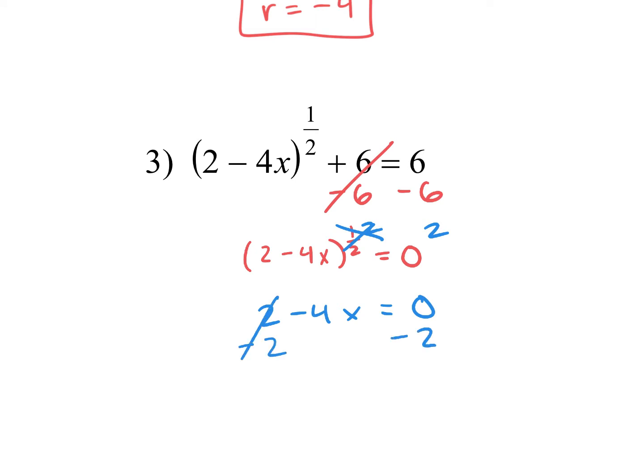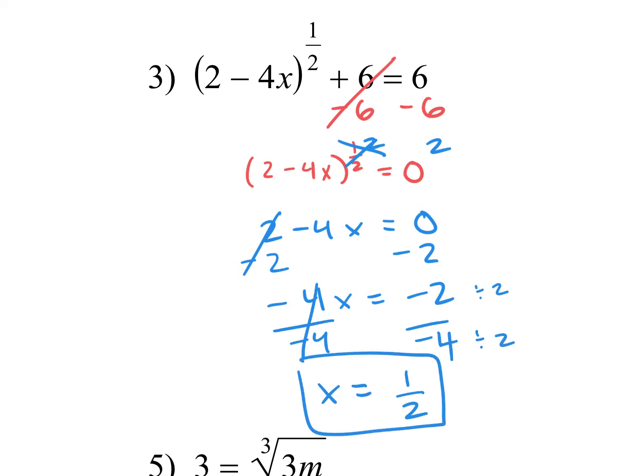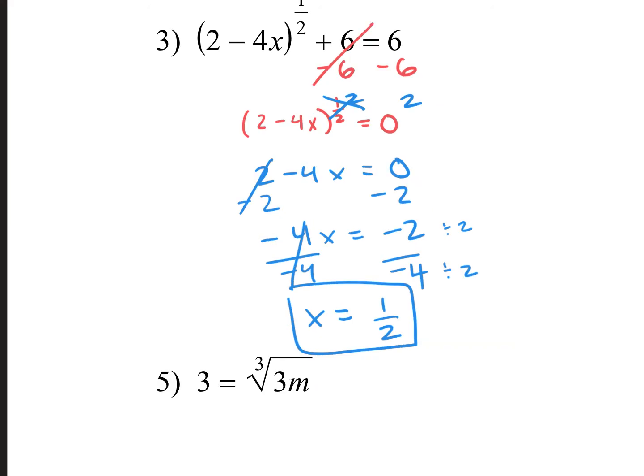Subtract 2 on both sides. Then divide by negative 4. So what does x equal? Negative 2 divided by negative 4. 1/2. Perfect. It turns positive because it's a negative divided by a negative. And they're both divisible by 2. So we get 1/2. All right, let's look at number 5.